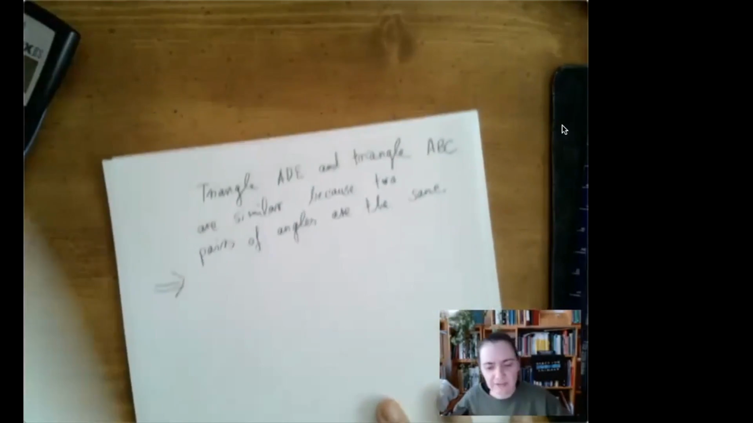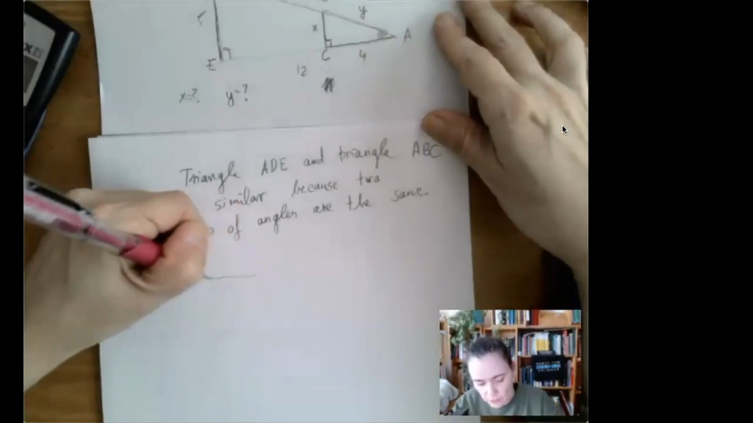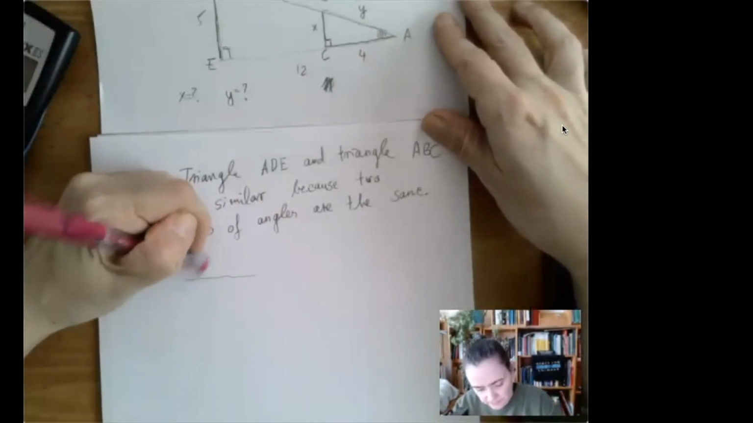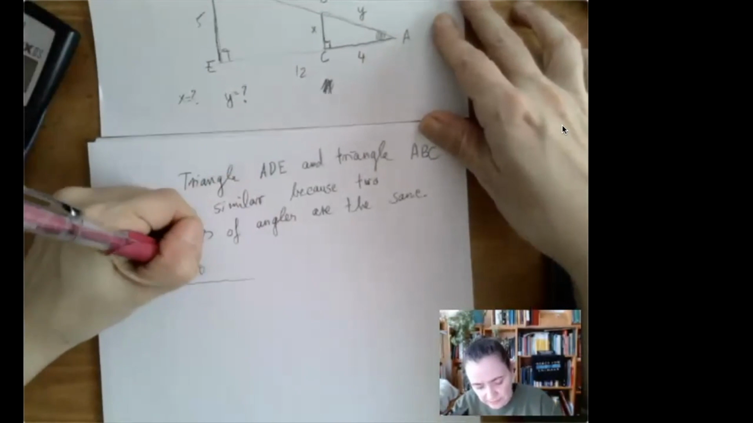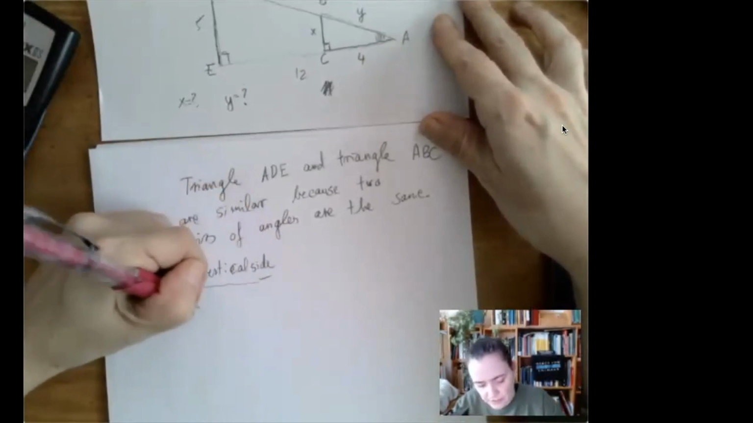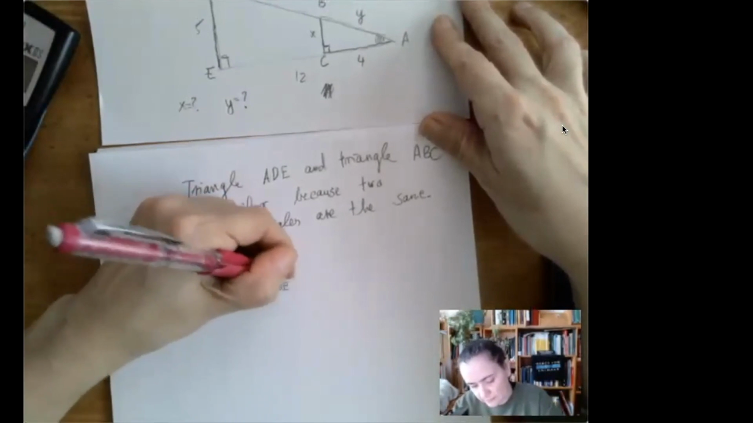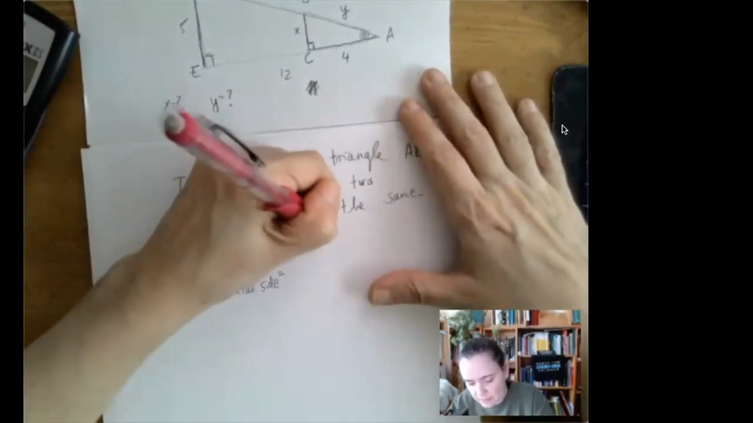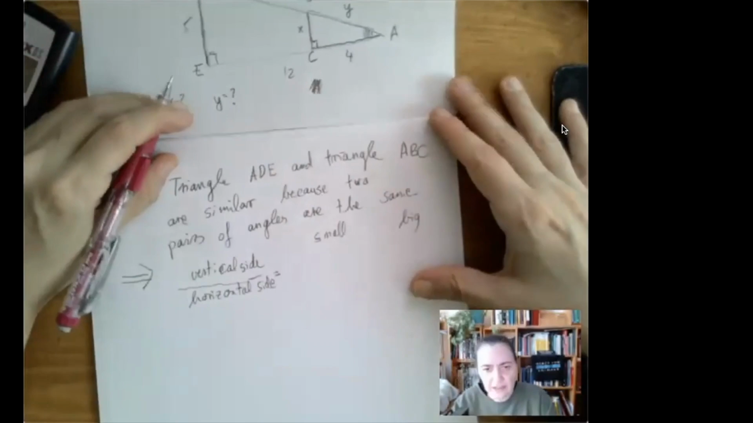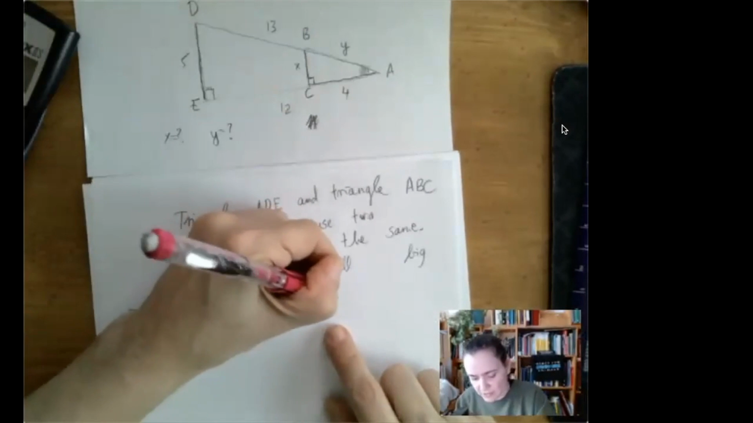And so one way to do that is to write down what we're going to use. So we can say, I'm going to compute the ratio of the vertical side versus the horizontal side. Now, in the small triangle, the vertical side is x, the horizontal side is 4. So we have x over 4.